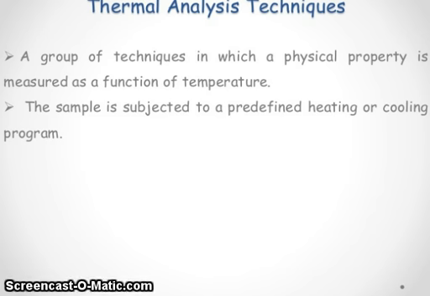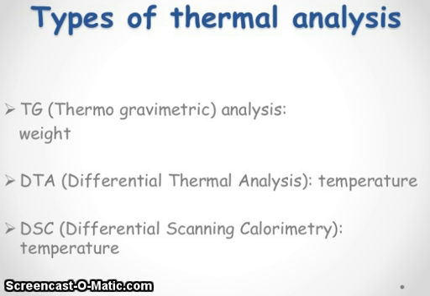The sample is subjected to predefined heating or cooling programs. Now, types of thermal analysis. First, TG, thermogravimetry. T for thermo and G for gravimetry. So, thermogravimetric analysis is related to weight. DTA, differential thermal analysis, temperature. And DSC, differential scanning calorimetry, temperature.